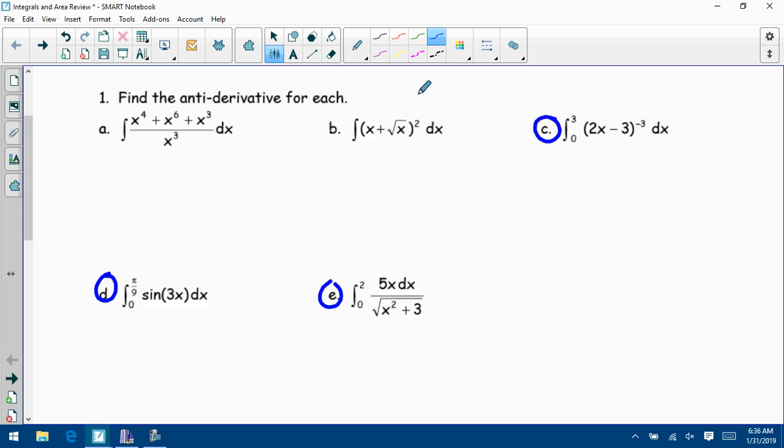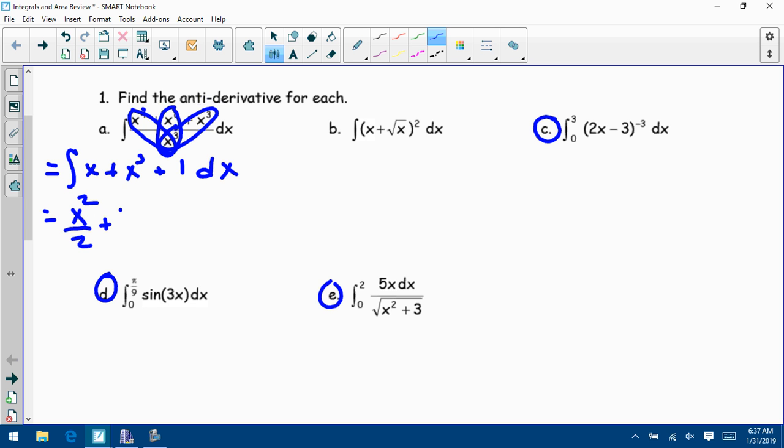So how would you do A and B? Well, A, everything's divided by x cubed. So you've got to start by dividing each piece by it. So think of this as the same as the integral of x to the 4th over x cubed, which is just going to be x to the 6th over x cubed, which would be x cubed, and x cubed over x cubed, which would be 1. Now that should be a super easy integral to take. This is going to be x squared over 2 plus x to the 4th over 4 plus x, and what do you need at the end? Plus c, because it's an indefinite integral.